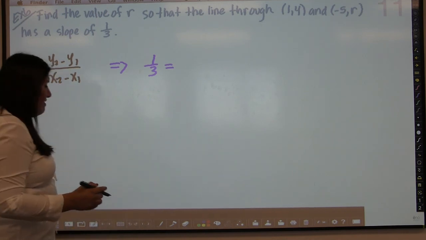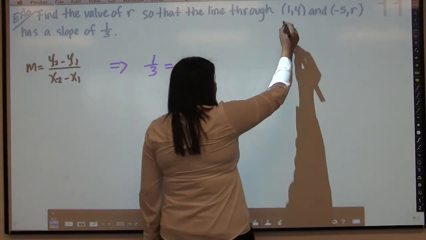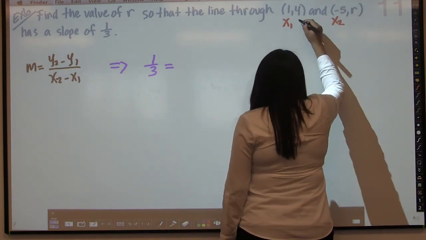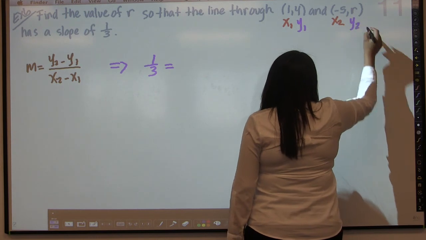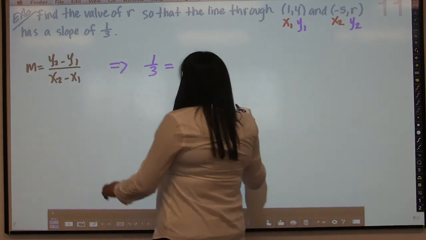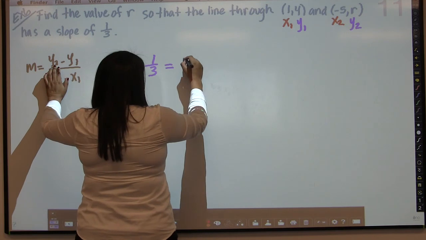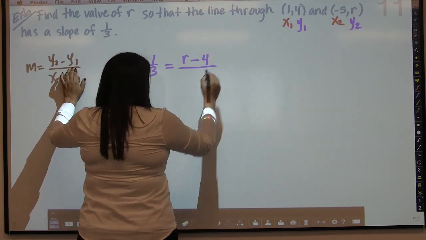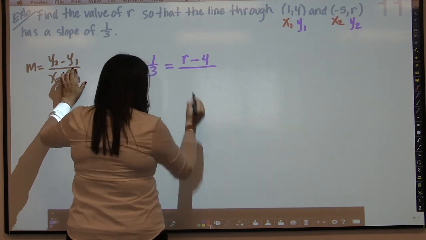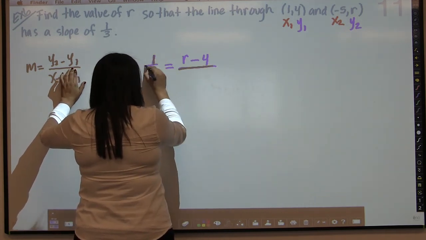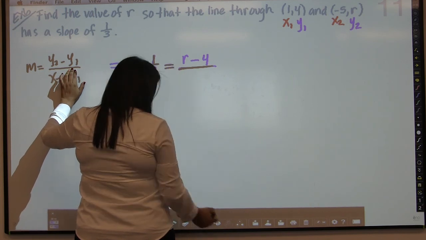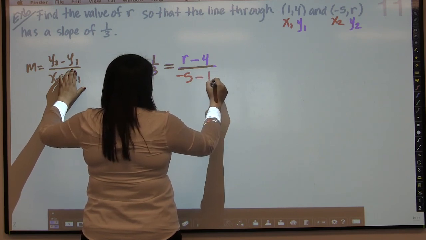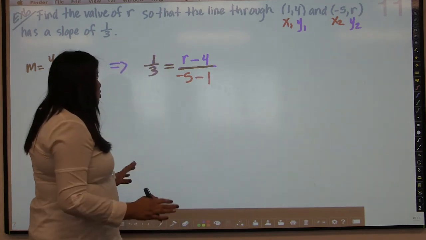So I can already replace the m with 1/3 because I know what the slope is supposed to be. And then I'm going to come over here and I'm going to label x1, x2, y1, y2, and I'm just going to plug those numbers in. For y2, I've got r minus y1, which is 4. On the bottom, I've got my x's, so I'm going to go negative 5 minus x1, which is 1. So everything looks pretty normal right now.